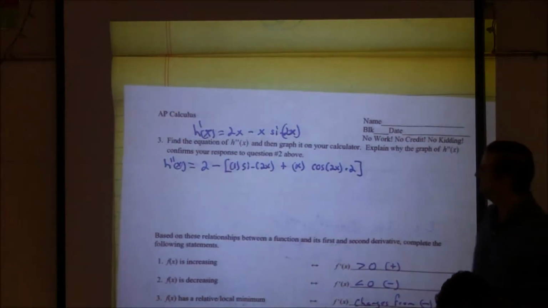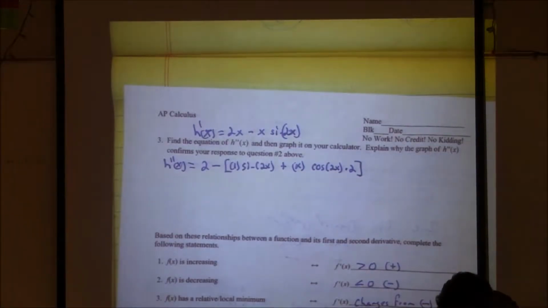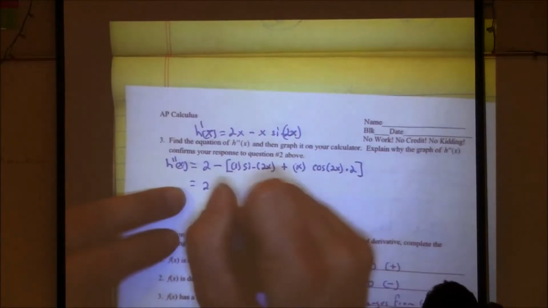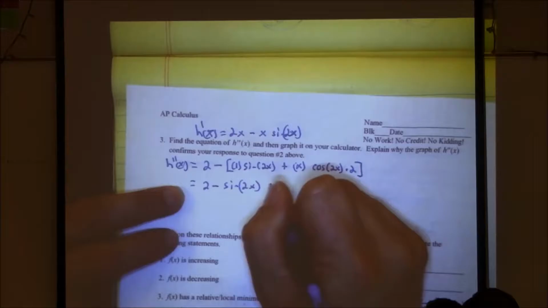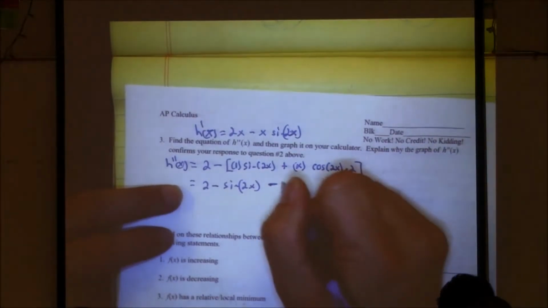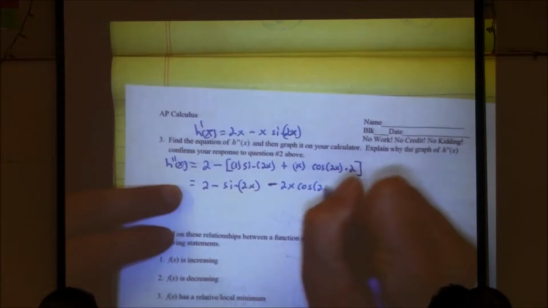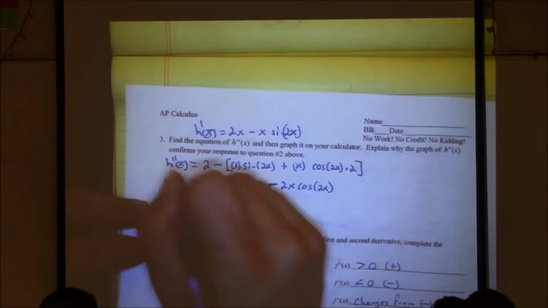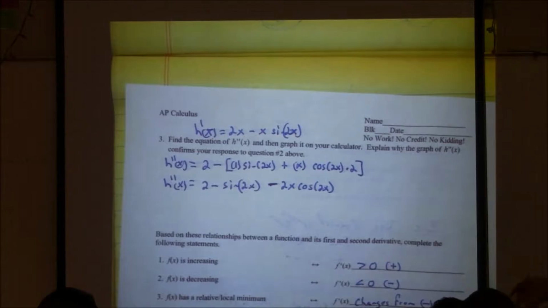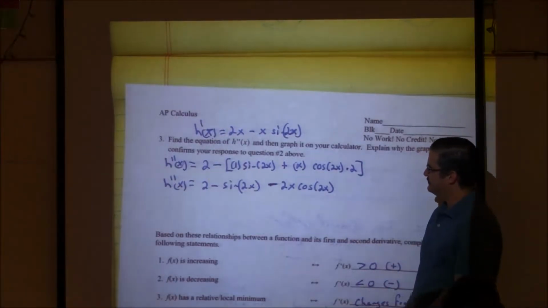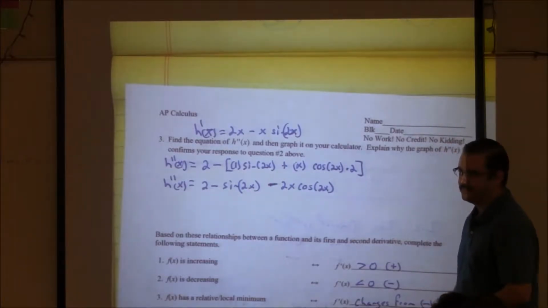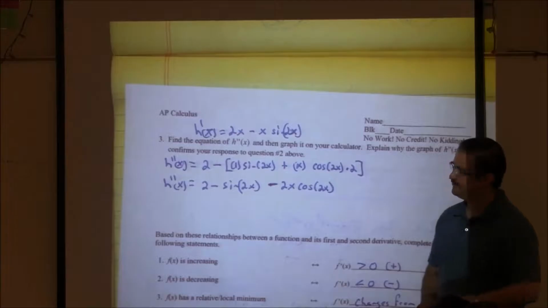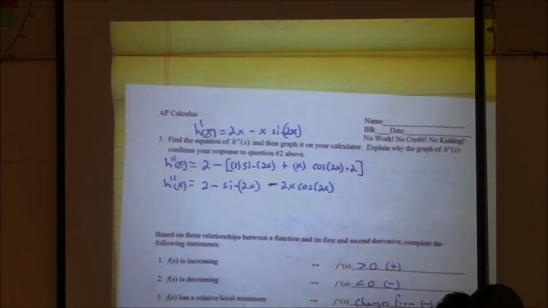We okay? Alright, so let's rewrite it. So we end up with 2 minus sine of 2x minus 2x cosine of 2x. We had to do chain rule on that one, right? Yep. Derivative of the sine times the derivative of the 2x. Keep going. Alright, so go ahead and type that equation into your calculator.